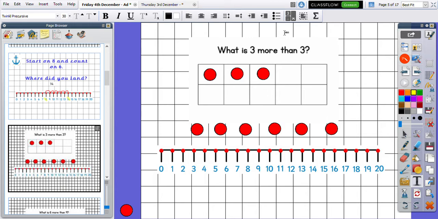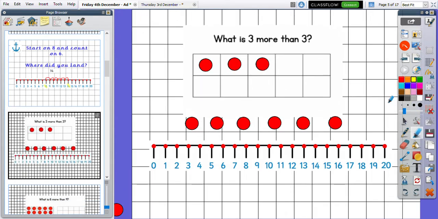So we need to know what our starting number is. Let me read you the question slowly again. What is 3 more than 3? If you listen to that question, the number that we're actually going to be looking at is this 3 here. This is our starter 3 because it's saying what is 3 more than 3. So our starting number is 3.